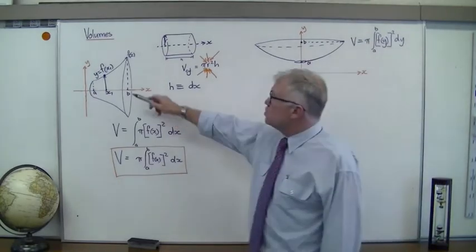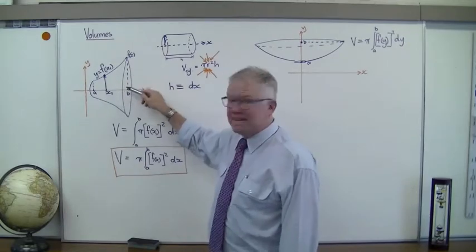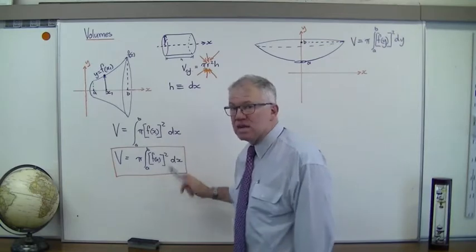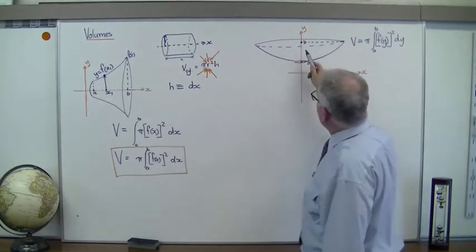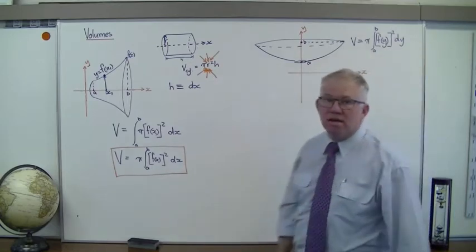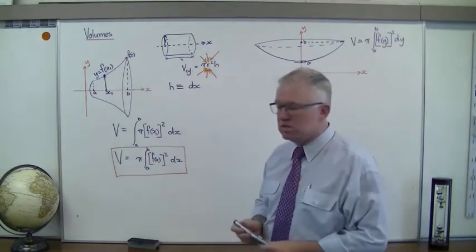So if we're trying to get a volume of rotation around the x-axis, it's a function of x squared with respect to x. If we're trying to rotate something around the y-axis, it's a function of y squared with respect to y. And we just have to have the limits of integration.